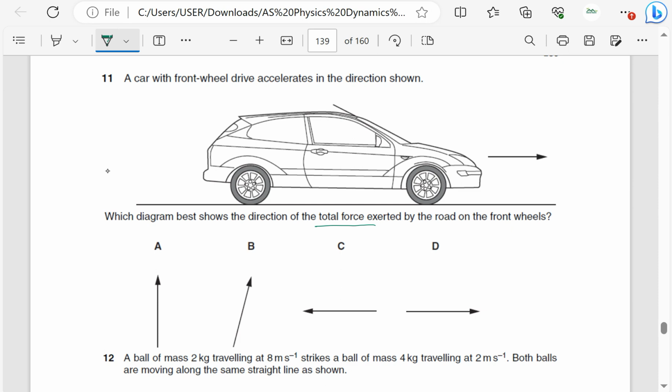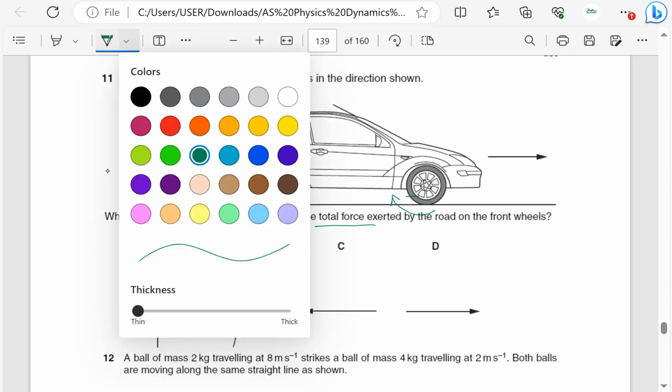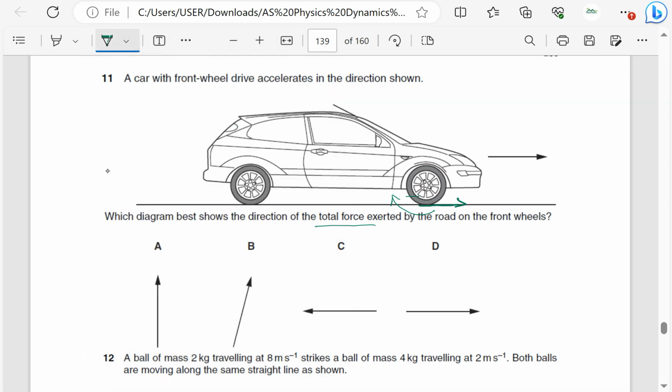So since the car has a front wheel drive, the wheel rotates in a clockwise direction. If the wheel rotates in a clockwise direction, like this, it means the friction is the other way around. I'll increase the thickness slightly. So the friction is going to be in this direction. If the wheel rotates clockwise, the friction is going to be in that direction. So this is going to be the friction force.